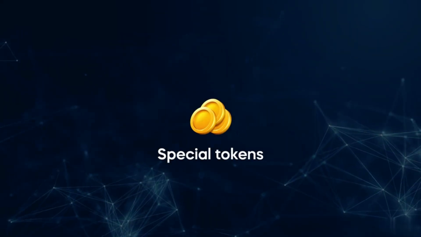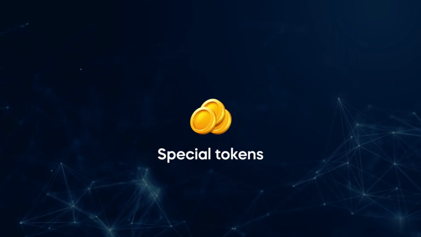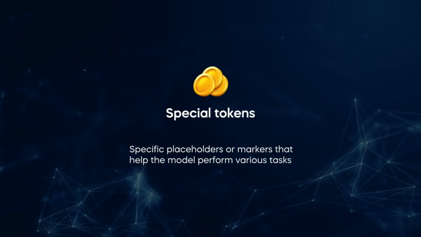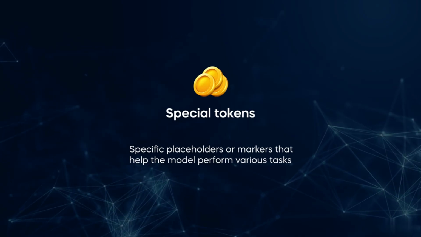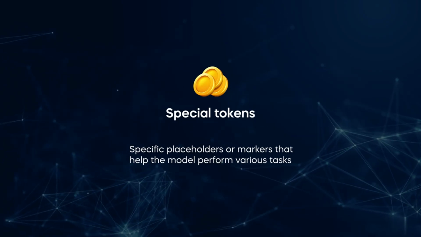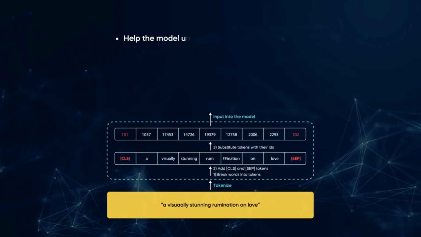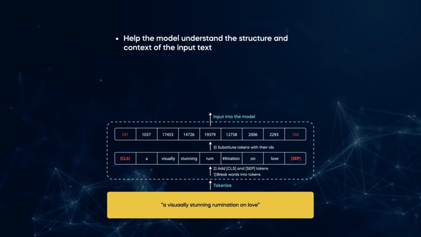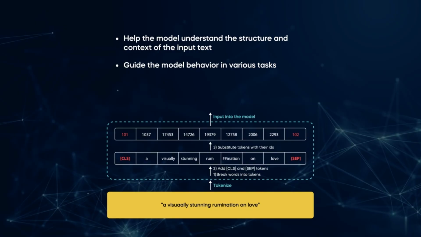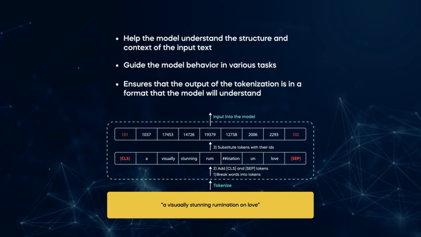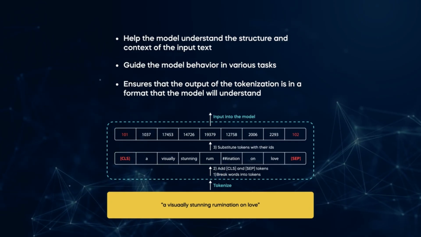Special tokens are a fundamental concept in the world of large language models. Special tokens are specific placeholders or markers that help the model perform various tasks and handle specific instructions within the text. They are like signposts or markers that help the model understand the structure and context of the input text and guide its behavior in various tasks. This ensures the output of the tokenization is in a format that your model of choice will understand.